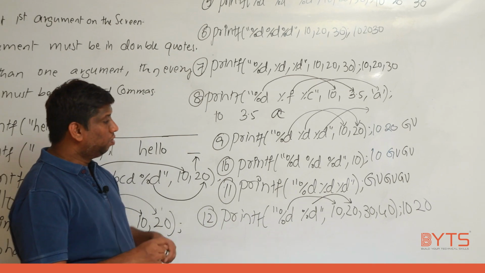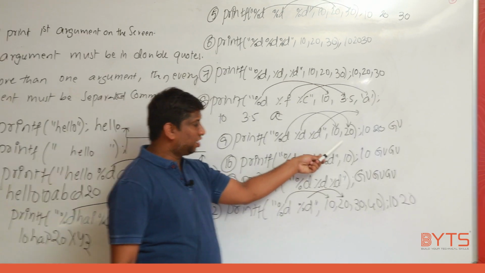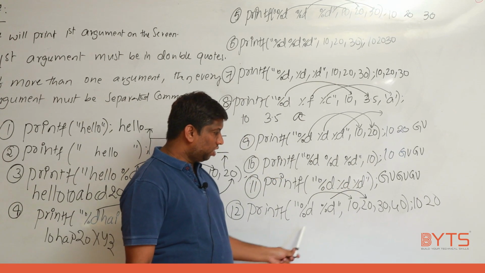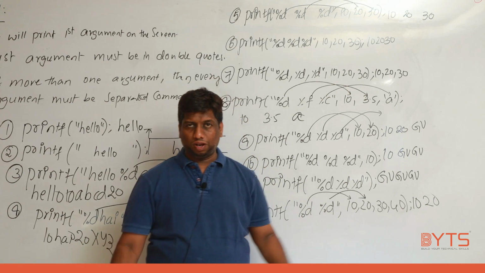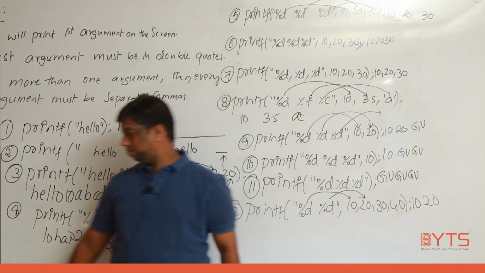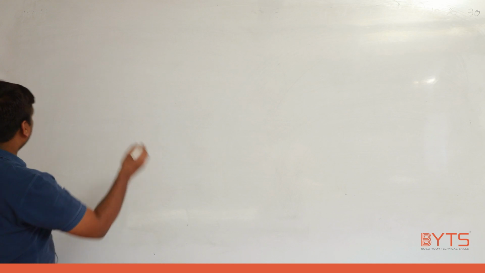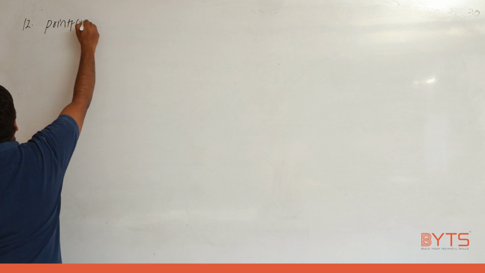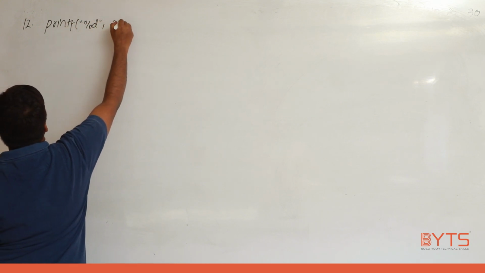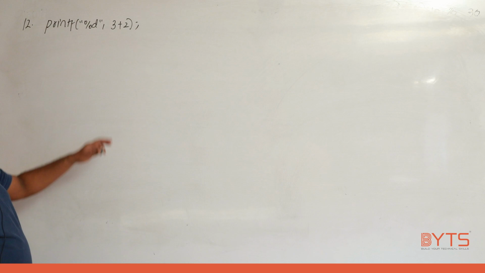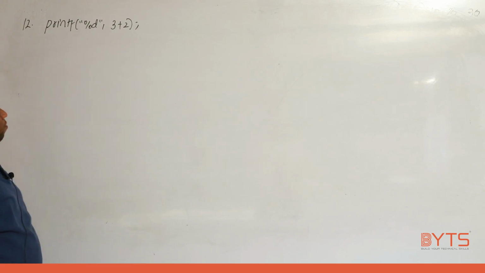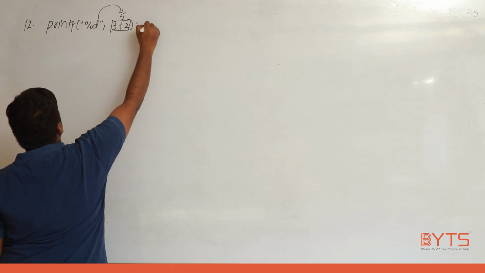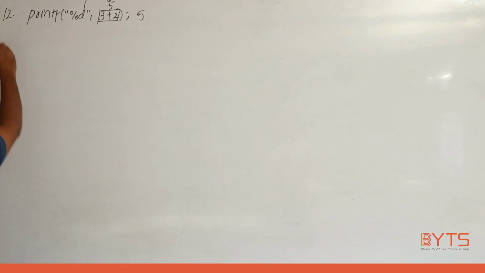So have you noticed? More format specifiers, less arguments. Answer is garbage values. Less format specifiers, more arguments, no error. Either the case, there is no error. Understand. Now we'll see the next example. Printf percentile D. Let us take 3 plus 2. Okay, fine. So whenever I write printf percentile D 3 plus 2, what happens? 3 plus 2 is 5. Percentile D is how much? 5.